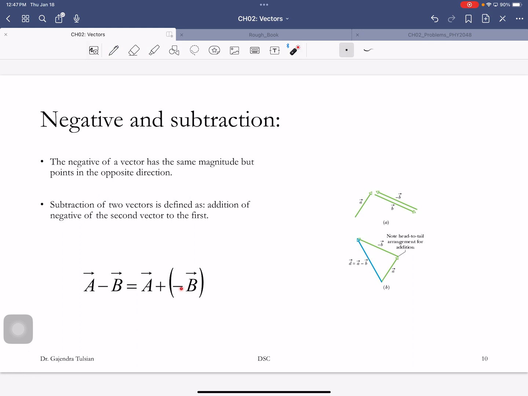We already know what the negative of a vector means. Subtraction is just adding the negative of that vector. All right, any questions so far?